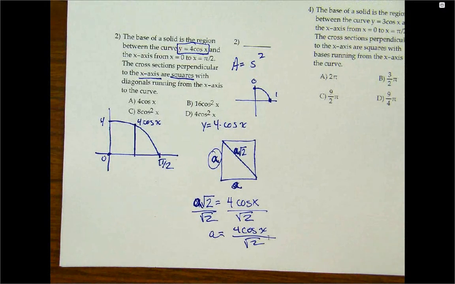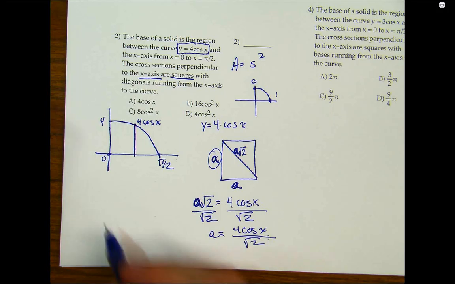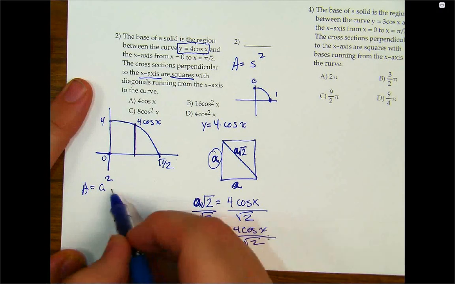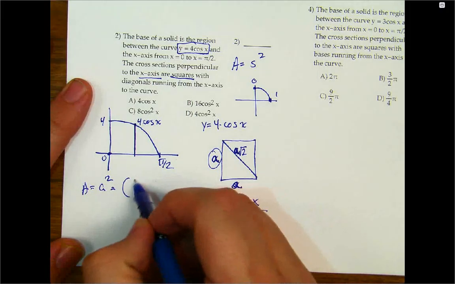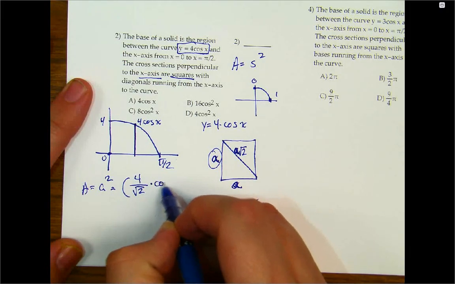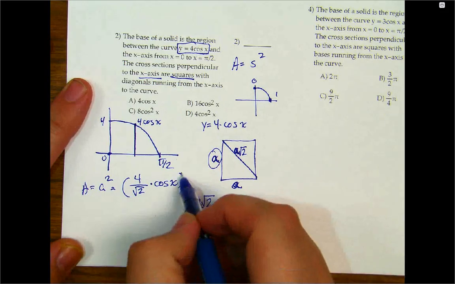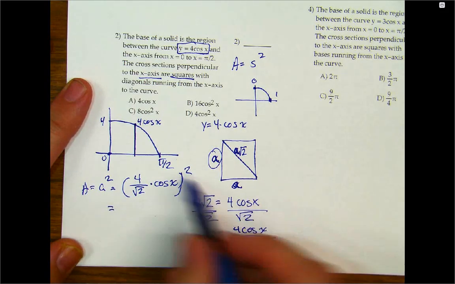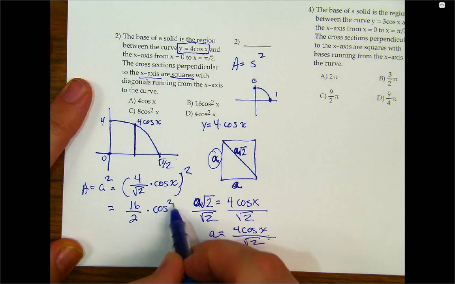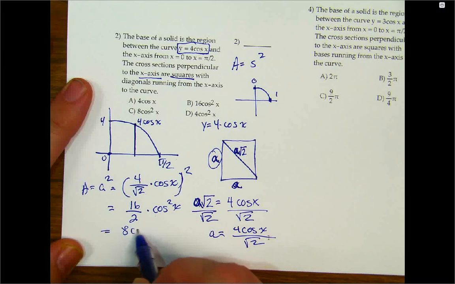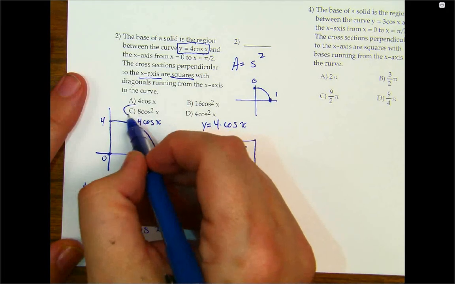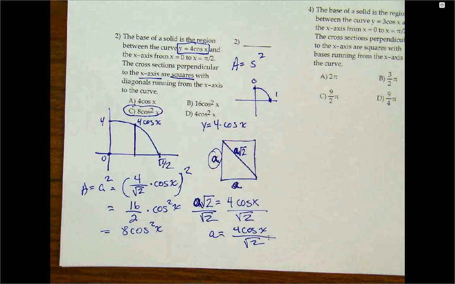So now what do we have to do? Square it. So area is going to be A squared, which will be 4 over the square root of 2 times the cosine of x, that quantity squared. So that'll be 16 over 2 times the cosine squared of x, which is 8 times the cosine squared of x, which would be C.